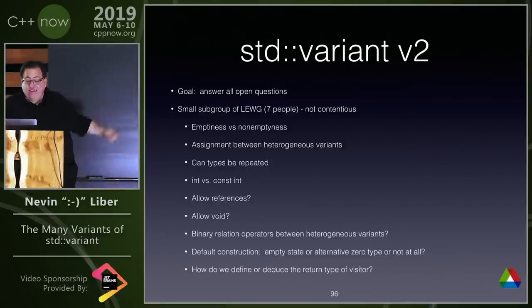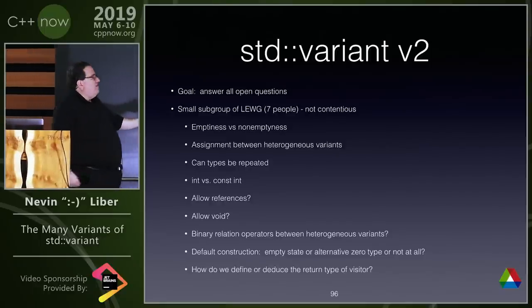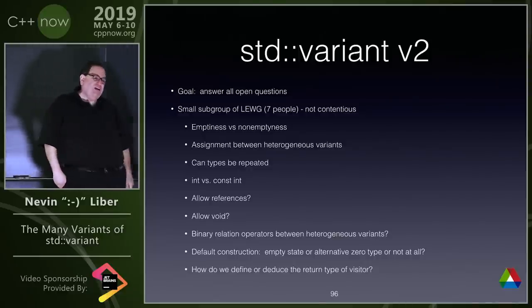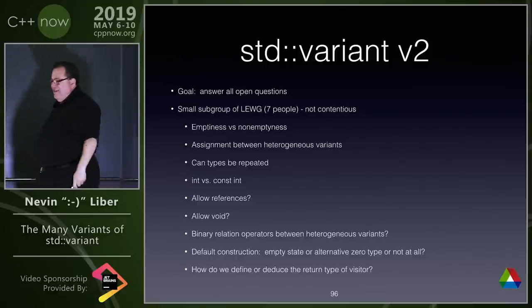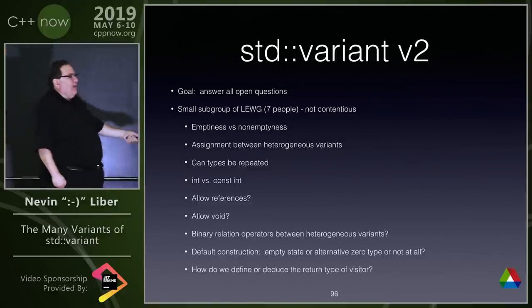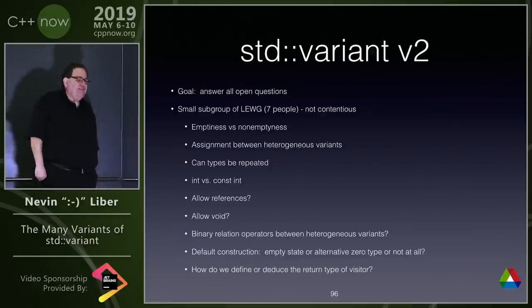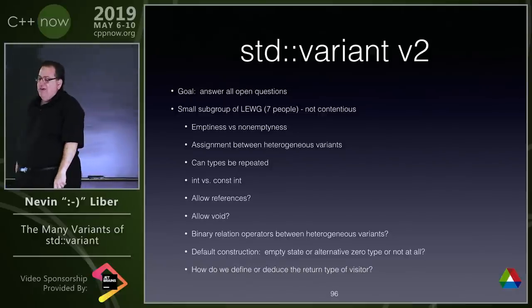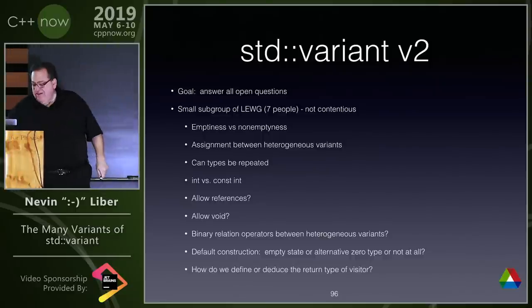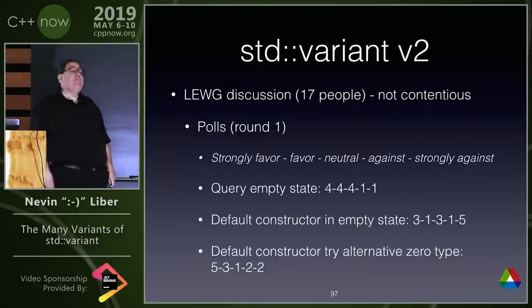Really, it was nice. Emptiness versus non-emptiness. How does assignment work between heterogeneous variants? If I have a variant of short and int and a variant of int and short, should that work? Can you repeat types in the type list? Even if you can't repeat types, what about const and volatile qualifications on them? Do we allow references? Do we allow void? Et cetera, et cetera. And we took a lot of polls.